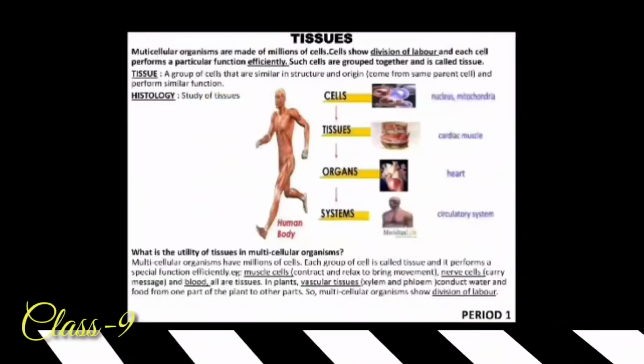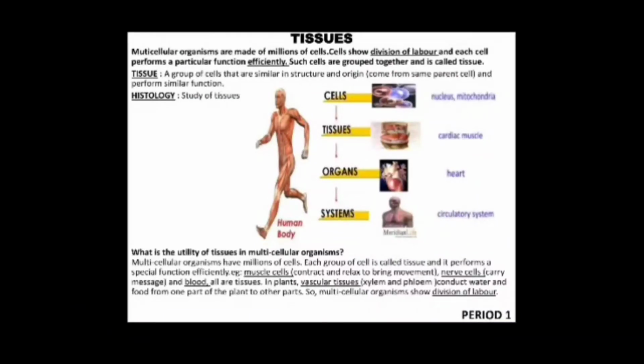So students, let's start revising our chapter, tissues. Now multicellular organisms are made up of millions of cells. Cells show division of labor and each cell performs a particular function efficiently. Such cells are grouped together and called tissue. So, a group of cells that are similar in structure and origin and perform similar function are known as tissues, and the study of tissues is known as histology.